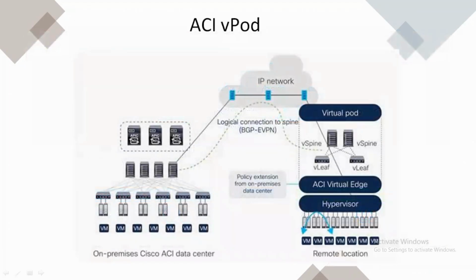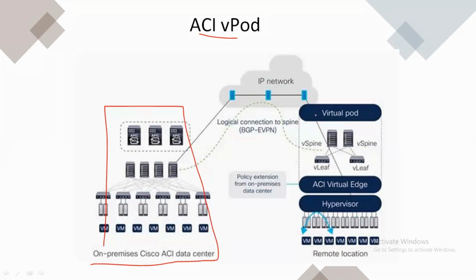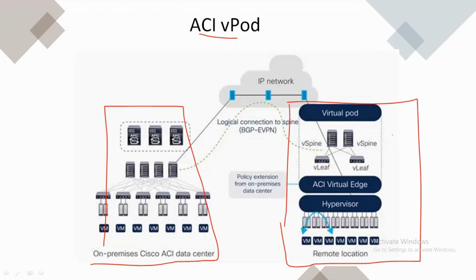Okay, so in ACI technology, there is a vPod concept, virtual pod. Basically, this virtual pod means you have an on-premises data center, and you have a remote location somewhere where you don't want to deploy an actual spine, actual leaf, right? But you still want to manage through the same APIC cluster, right? So this APIC cluster will manage the virtual spine and virtual leaf. This is on the hypervisor, and on the hypervisor you will create a virtual spine and virtual leaf.